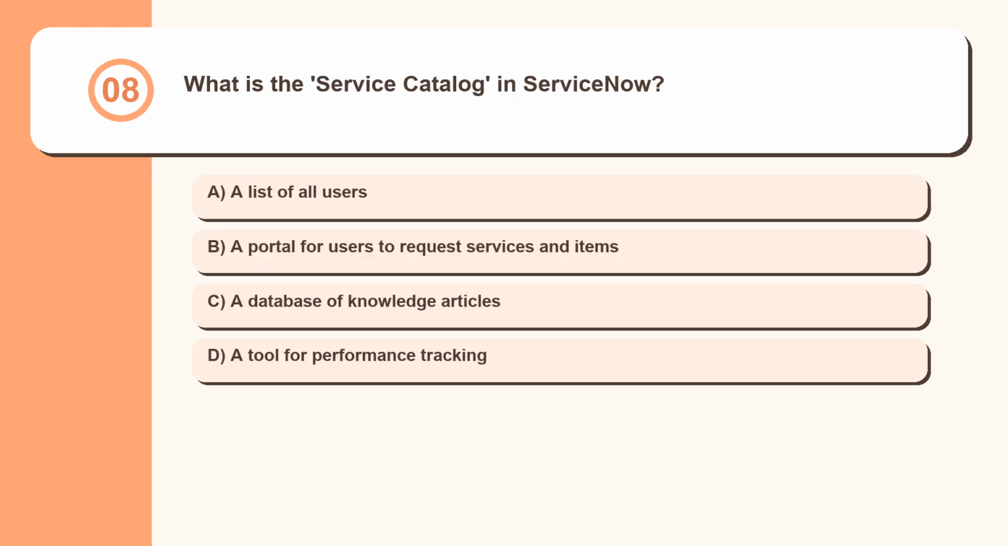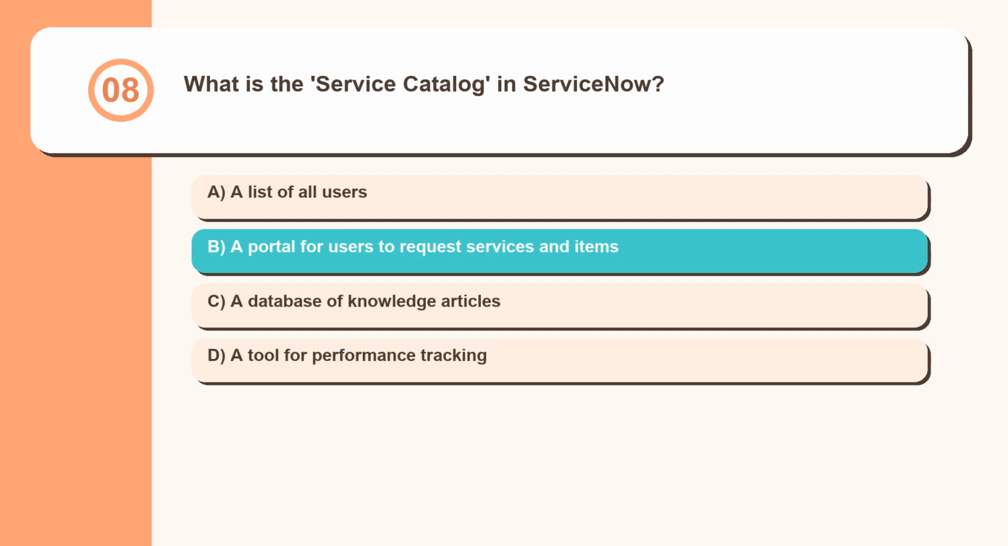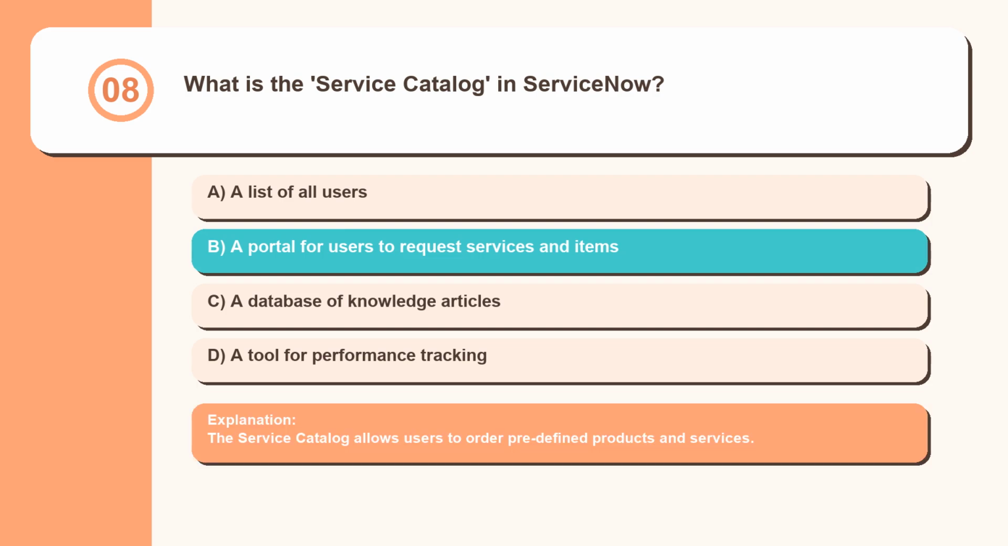Question 8. What is the service catalog in ServiceNow? A list of all users, a portal for users to request services and items, a database of knowledge articles, a tool for performance tracking. The service catalog allows users to order predefined products and services.